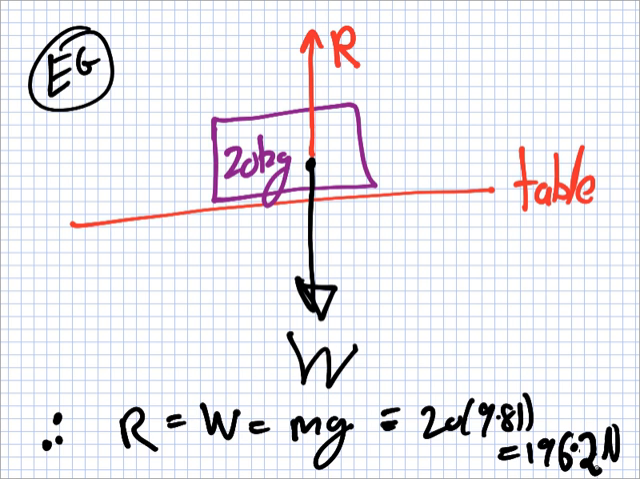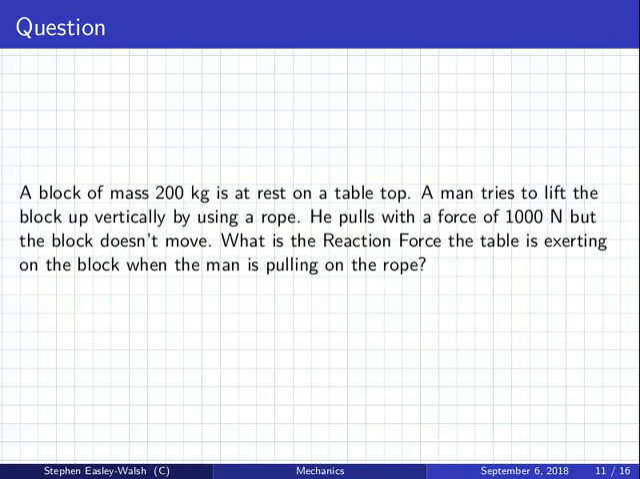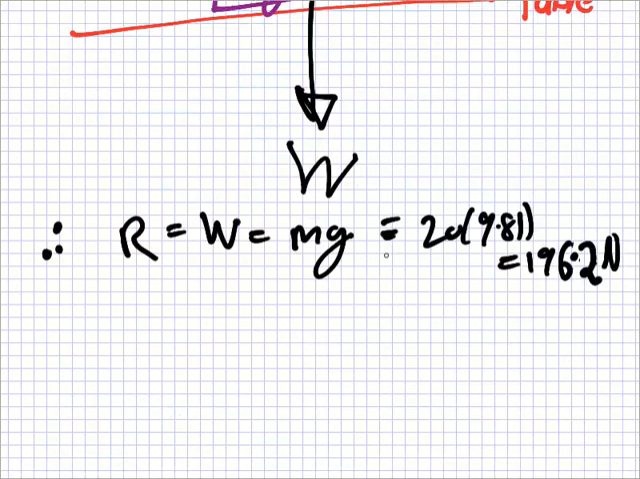Okay, you got that? Yep. Next example. A block of 200 kilograms at rest on the table. A man tries to lift the block up by using a rope, and he can pull with a force of 1,000 newtons, but the block doesn't move. What's the reaction force?